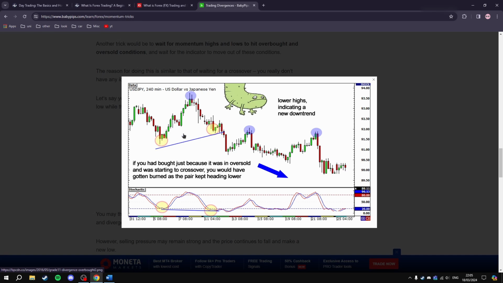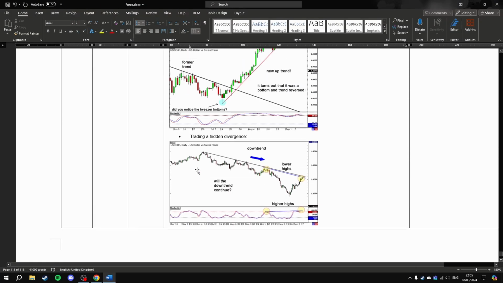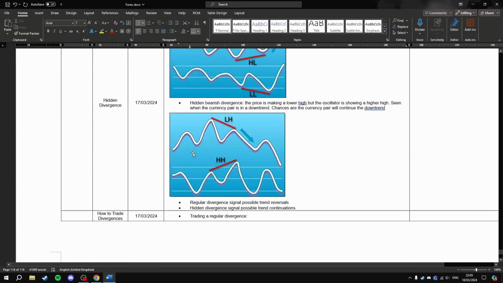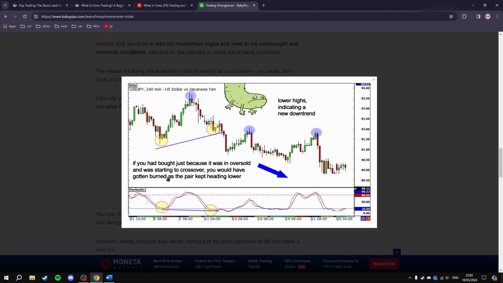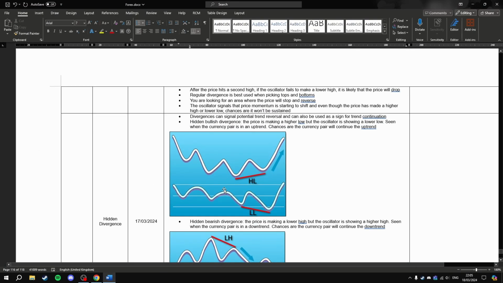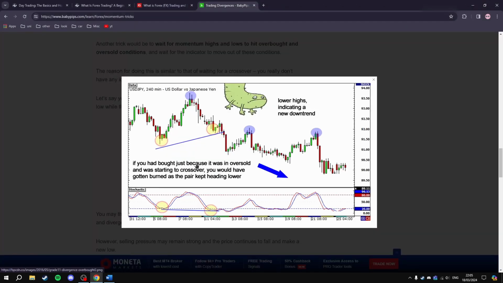So we've got the stochastic here with higher lows. So what did higher lows mean? Higher lows whilst the stochastic showed lower lows. So it's a bullish divergence. If you had bought just because it was oversold and it started to cross over, you would have got burned as the pair kept heading lower and lower. Lower highs indicating a new downtrend.